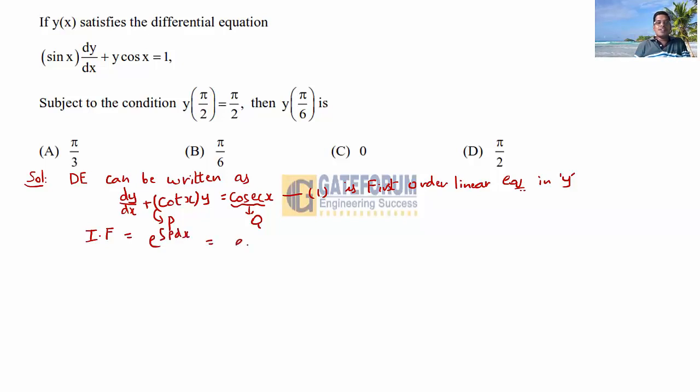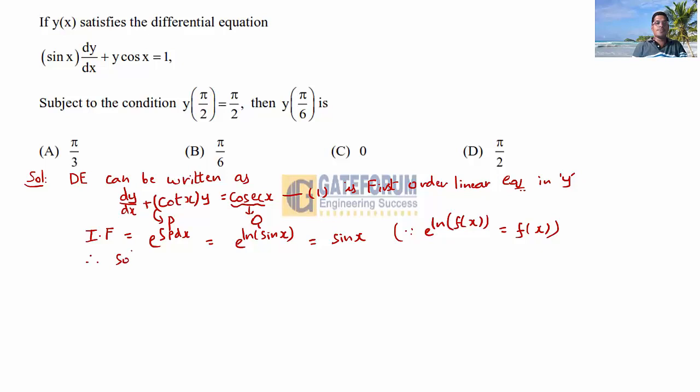The integral of cot x with respect to x is log sin x. That is cos x by sin x, which looks like the integral of f dash x by f x, so the answer is log f of x. So e to the power log cancel, which becomes sin x, since e to the power log of any function gives that function.